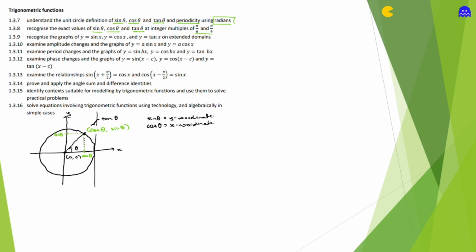Now let's take a quick look at radian definitions and exact values. The one that I generally use here is the special triangles, and these two triangles are these.